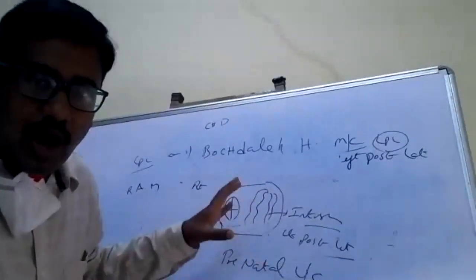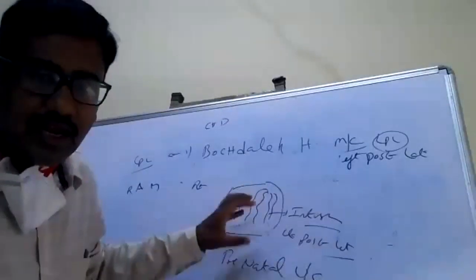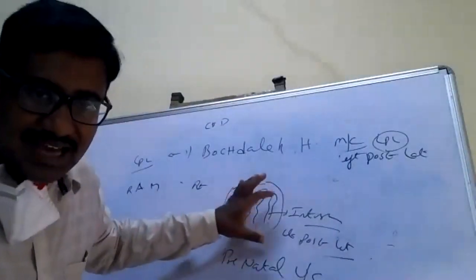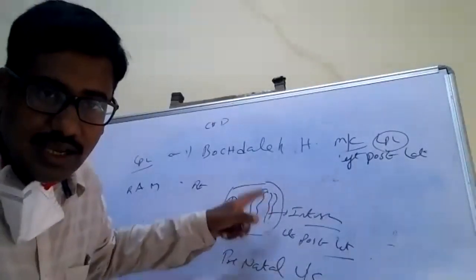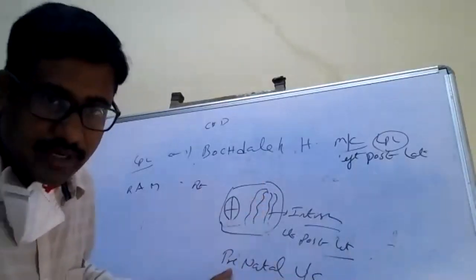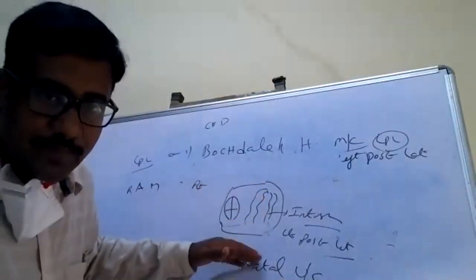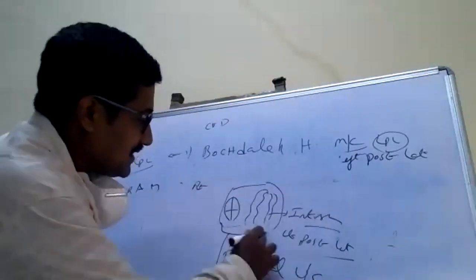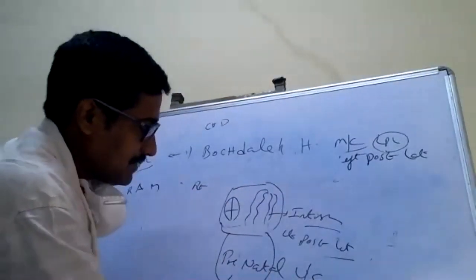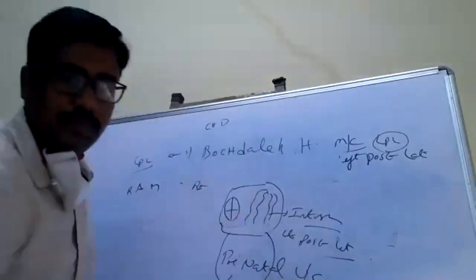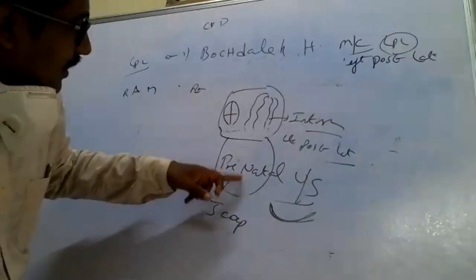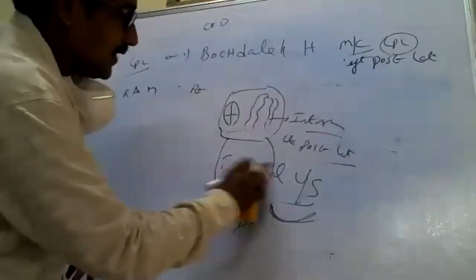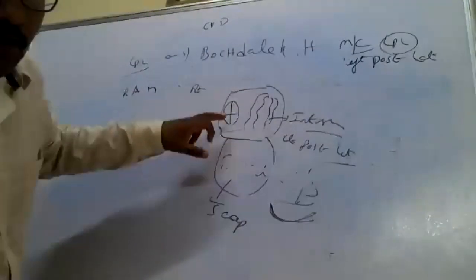After delivery, how can we detect the congenital diaphragmatic hernia? On auscultation of the lungs, we hear bowel sounds in the thorax instead of the abdomen. And because of herniation of the contents from the abdomen into the thorax, the abdomen will be scaphoid. That means the abdomen will be like this, scaphoid.